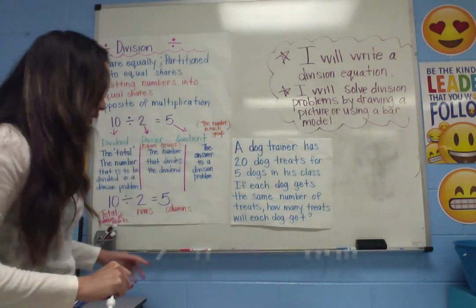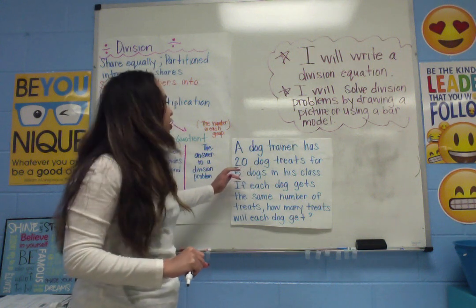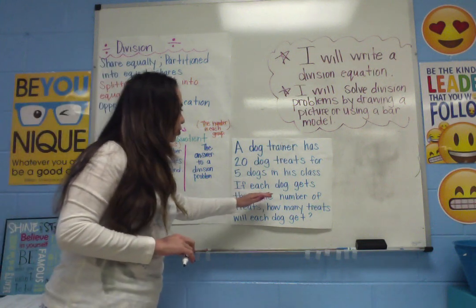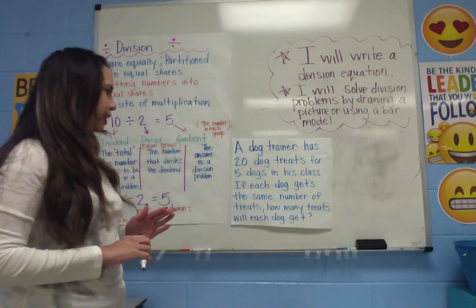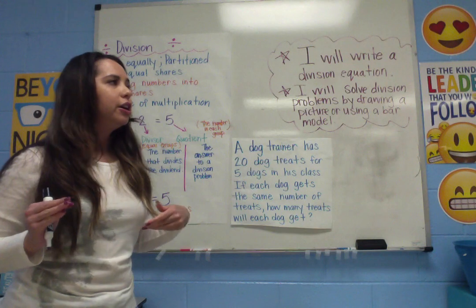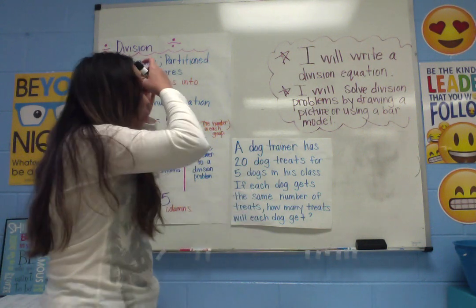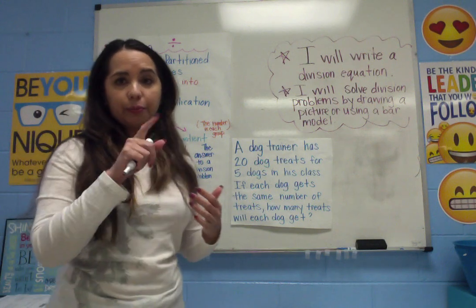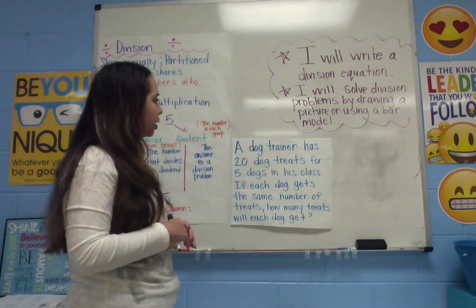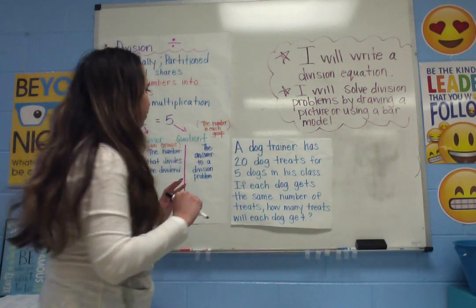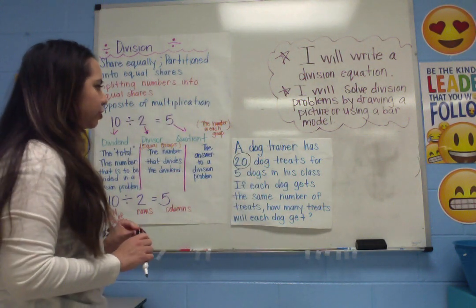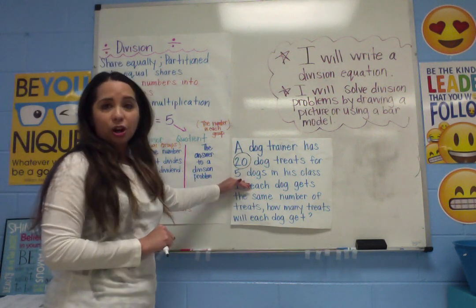All right, guys. A dog trainer has 20 dog treats for 5 dogs in his class. If each dog gets the same number of treats, how many treats will each dog get? All right, so I read it. You know me, I like to read it one time through first and go back and circle important numbers and put a box, a square around important words and phrases. So we know a dog trainer, we know a total amount of dog treats he has. That is 20, okay? 20 dog treats for 5 of his dogs.